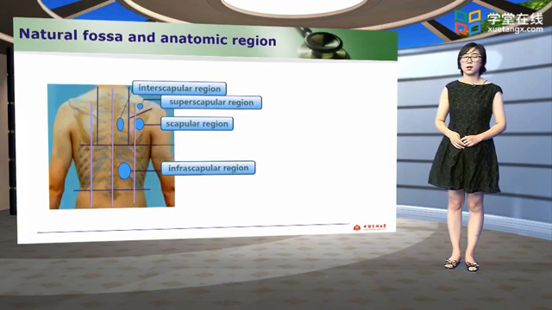From this picture, we can see the regions. In the middle, this is called the scapular region. And just above this region, we call the suprascapular region. And under this region, we call the infrascapular region. And the region between the scapular regions, we call the interscapular region.